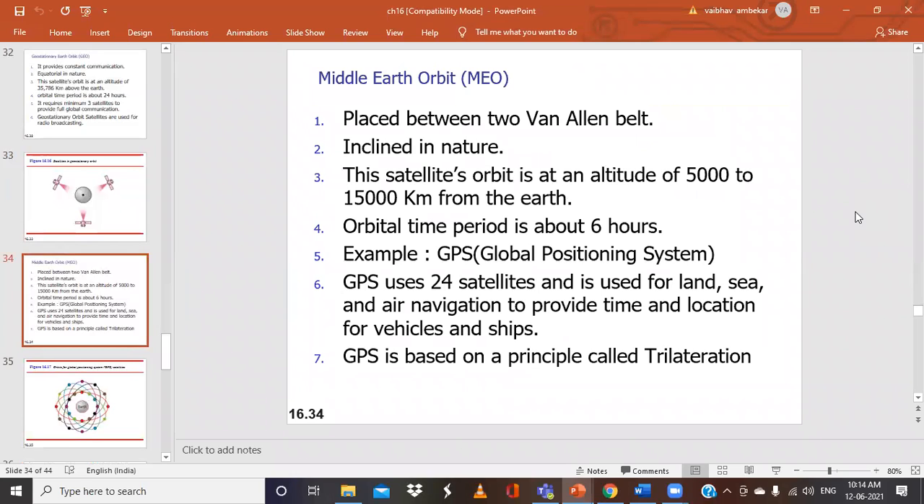So the next one that we have is the middle earth orbit, that is MEO. These satellites are placed between two Van Allen belts. This is the name of the scientist, Van Allen, who discovered them, and based on that it has been named the Van Allen belt. So where are they placed basically? This satellite's orbit is at an altitude of 5,000 to 15,000 kilometers from the earth surface.